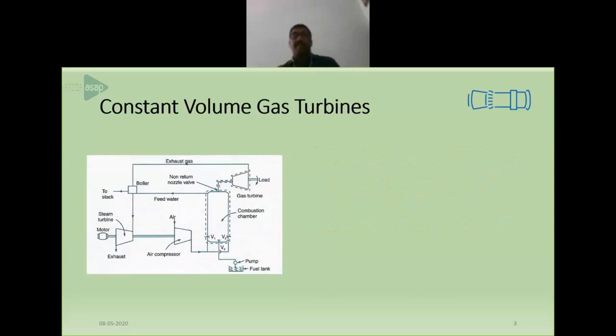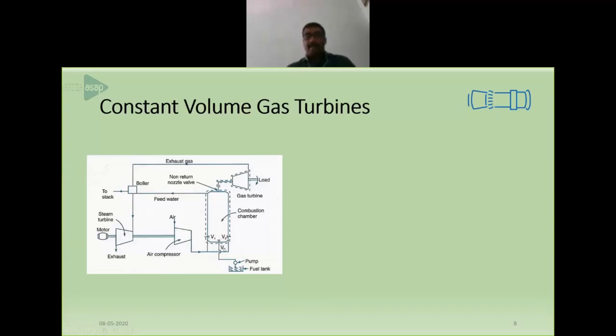Now we have the constant volume gas turbine. In the constant volume gas turbine, these parts are not important. I am concentrating from this compressor portion onwards. From the compressor, the air is moving and flowing to the combustion chamber through different valves. Say V1 and V2 are the valves used for transferring air from the compressor to the combustion chamber. So it is kept inside the combustion chamber.